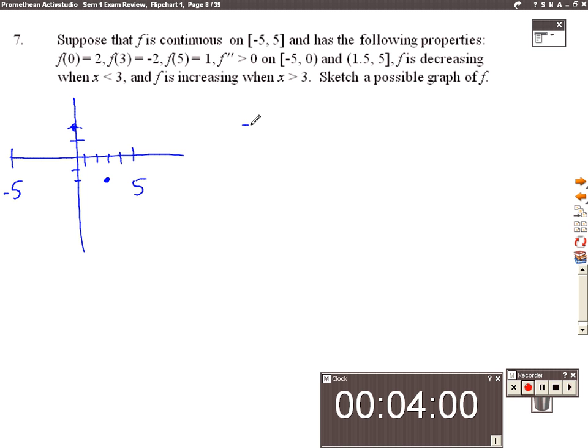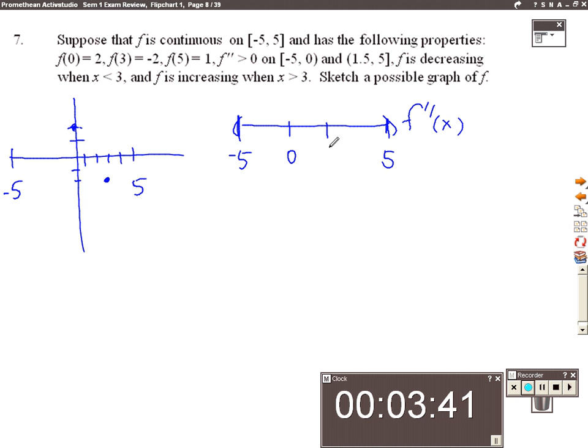So I'm going to make a little number line and put my information on there. Second derivative of x, they tell us that it's positive from -5 to 0, so I'm going to put a 0 on here. We already know the graph starts at -5 and stops at 5. And at 1.5, I'm going to put a value there. So the second derivative is positive from -5 to 0 and from 1.5 to 5. So I'm concave up, concave up.